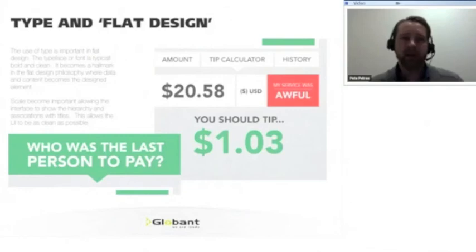Type is a very important element in flat design. The typography or font is typically bold and clean. This becomes a hallmark in the flat design philosophy, where data and content become the design-centered element. Scale also becomes important, allowing the interface to show hierarchy and associations with titles. This allows the UI to be as clean as possible.